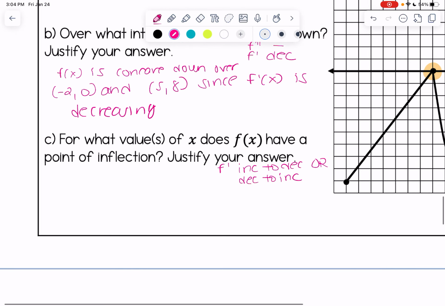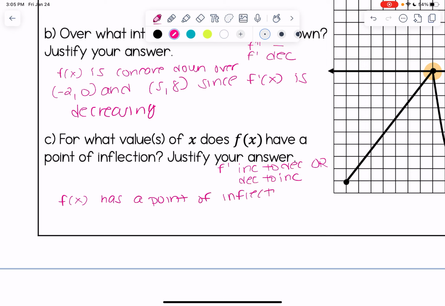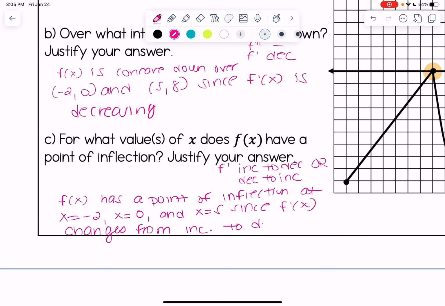So let's write that out. I'm going to write f of x has a point of inflection at x equals -2, x equals 0, and x equals 5, since f prime of x changes from increasing to decreasing or vice versa.